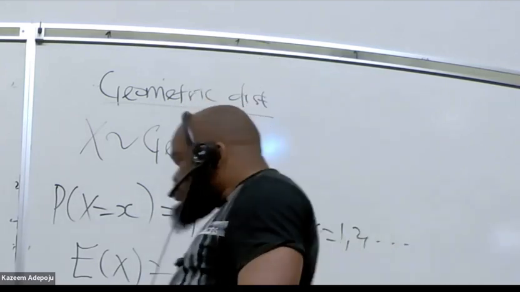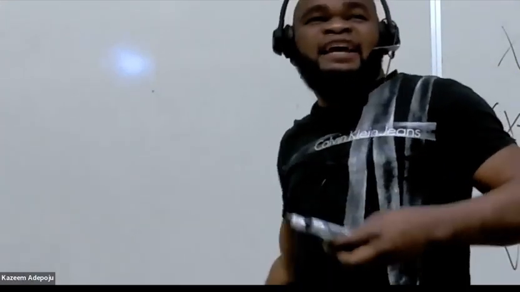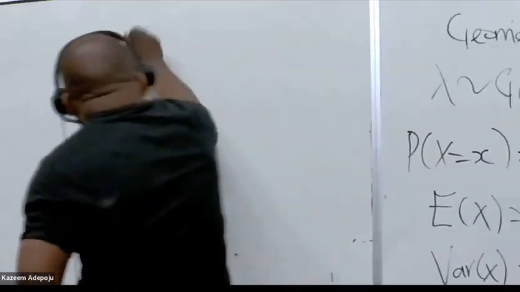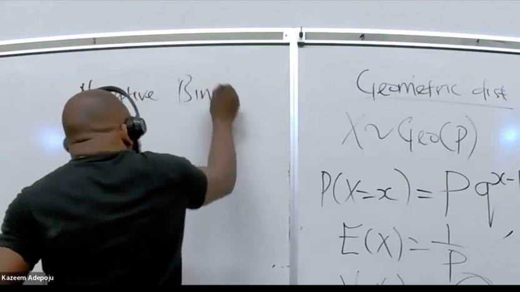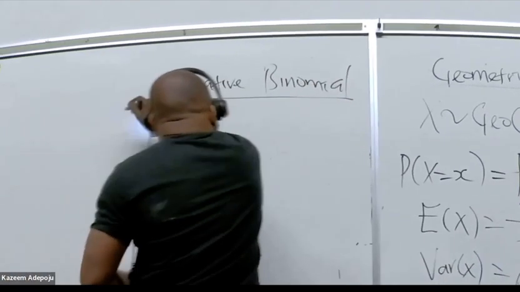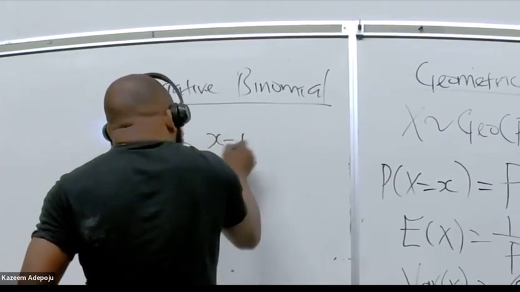Now we can also have a general version of geometric. The general version of geometric is the negative binomial. The negative binomial, I'm actually going to have this.